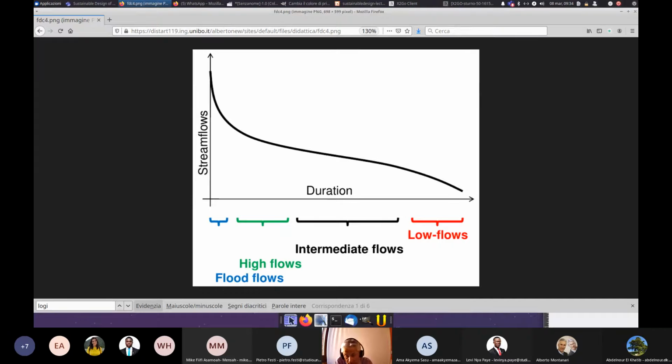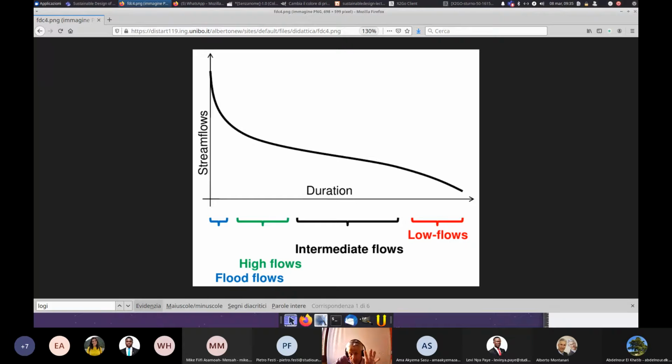What is the reason why we don't use the flow duration curve for getting a representation of the flood flows domain? The reason is that in order to estimate the flood flows, you need a very long observation period, because flood flows don't occur every year. They occur once in typically 30, 50, 100 years. So you cannot get an estimate of flood flows if you had an observation period of 10 years only, because, you know, floods are exceptional events.